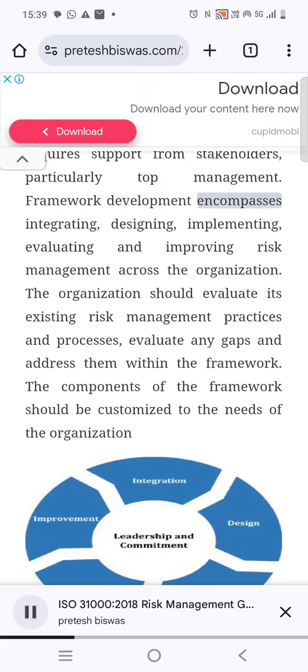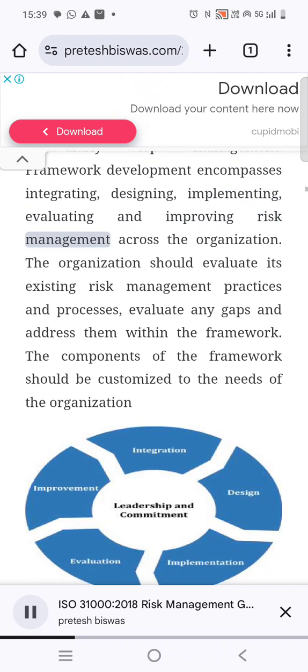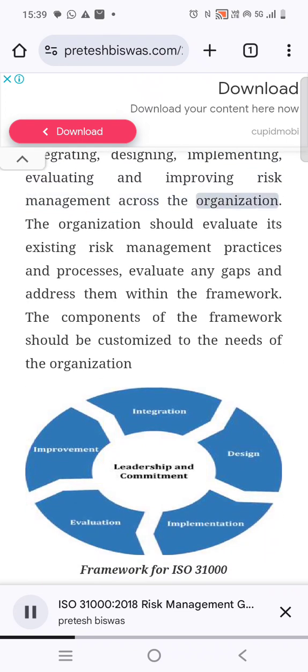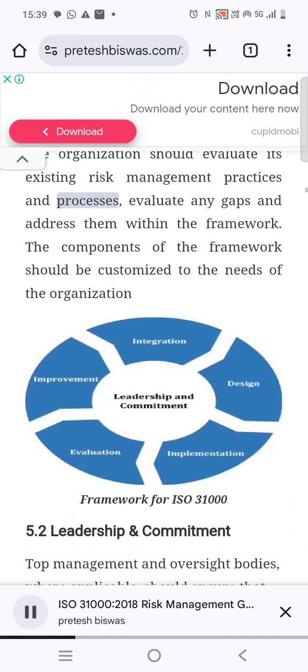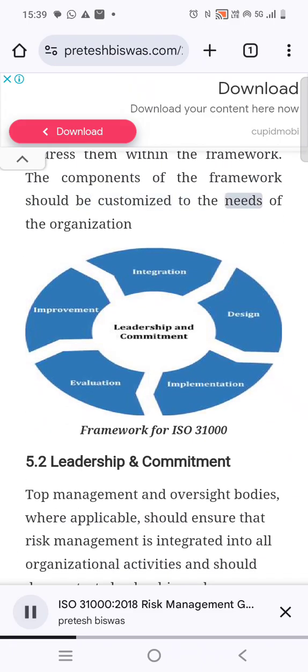Framework development encompasses integrating, designing, implementing, evaluating, and improving risk management across the organization. The organization should evaluate its existing risk management practices and processes, evaluate any gaps and address them within the framework. The components of the framework should be customized to the needs of the organization.